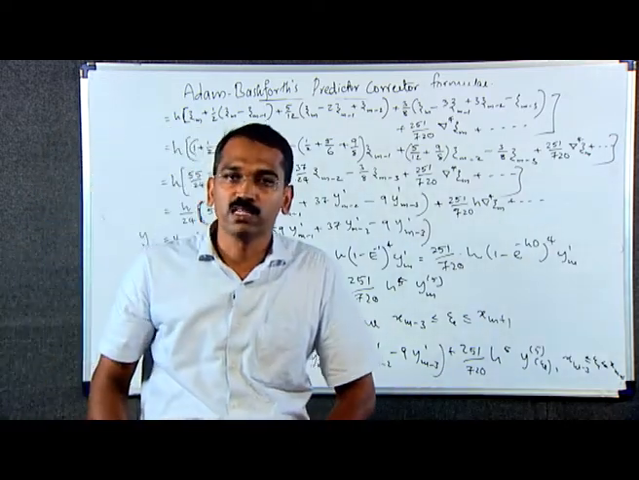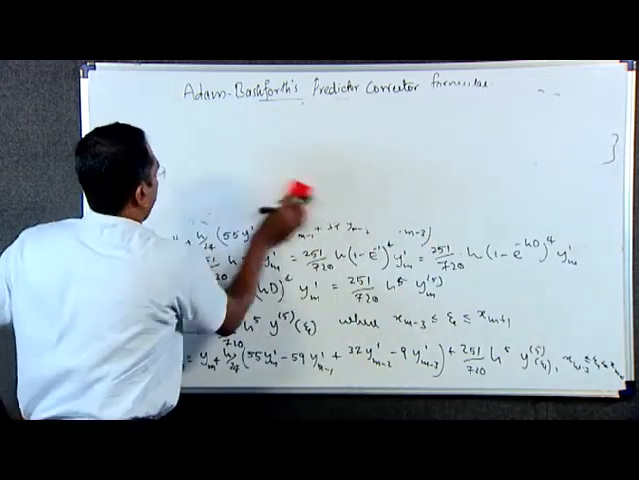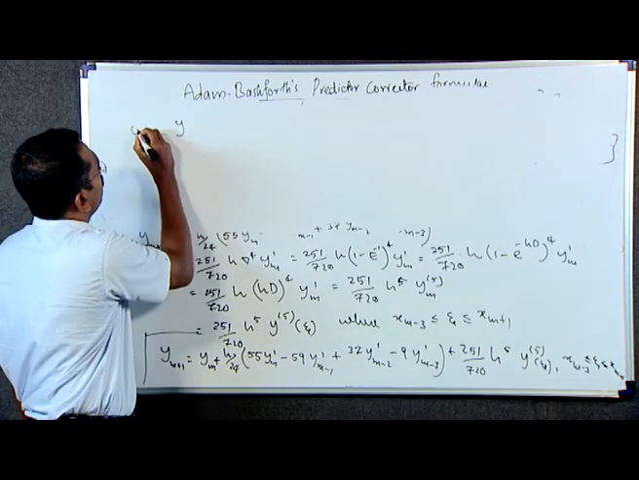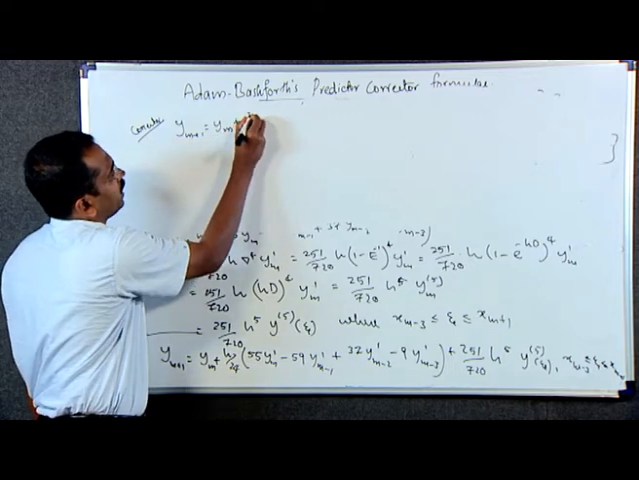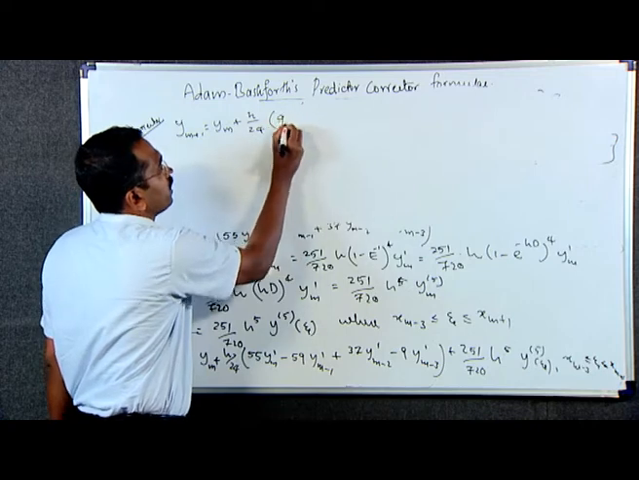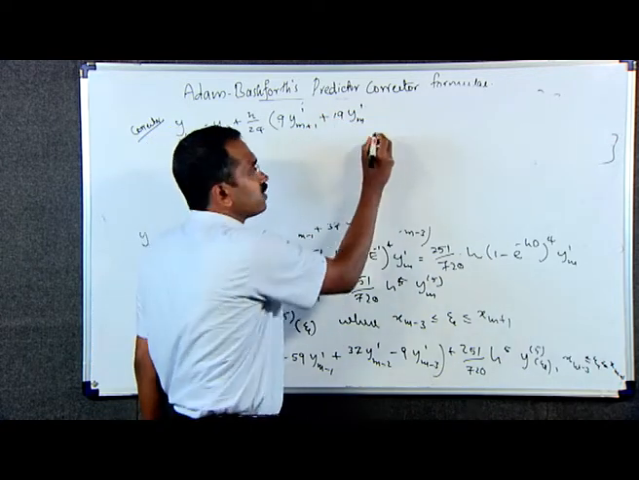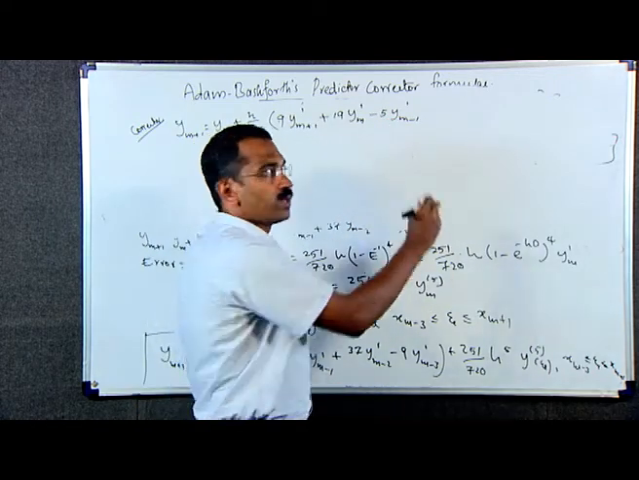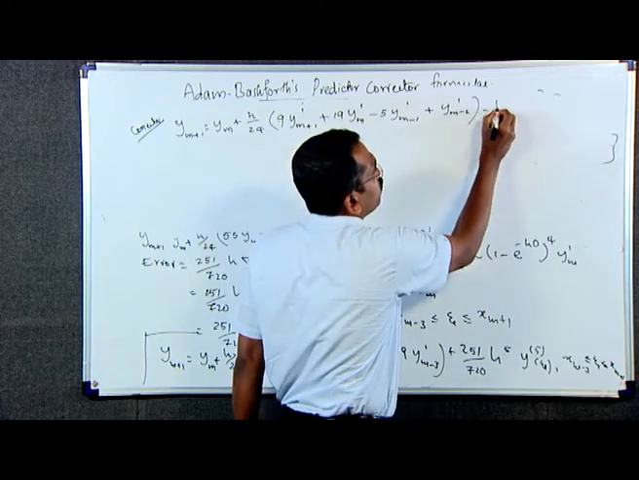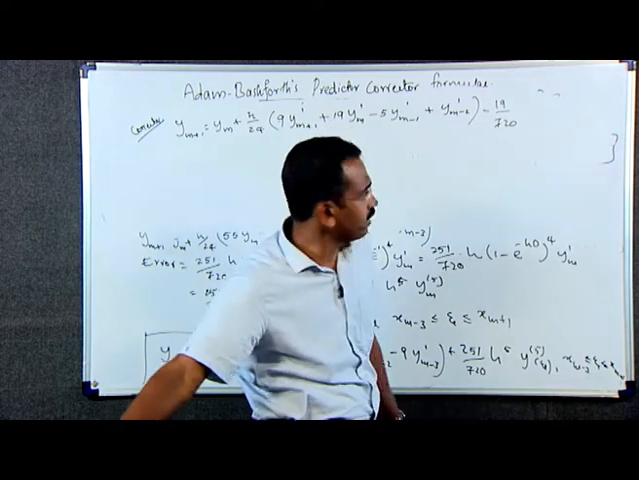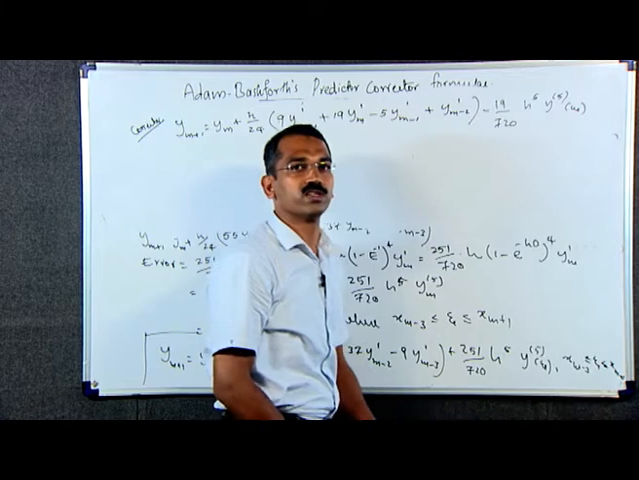Now, the Adams-Bashforth's corrector formula is taken as ym plus 1 is equal to, this is the corrector formula, ym plus 1 is equal to ym plus h by 24 into 9 ym plus 1 dash plus 19 ym dash minus 5 ym minus 1 dash plus ym minus 2 dash minus 19 divided by 720 into h raised to 5 y5 epsilon. Where y5 means the fifth derivative of y.